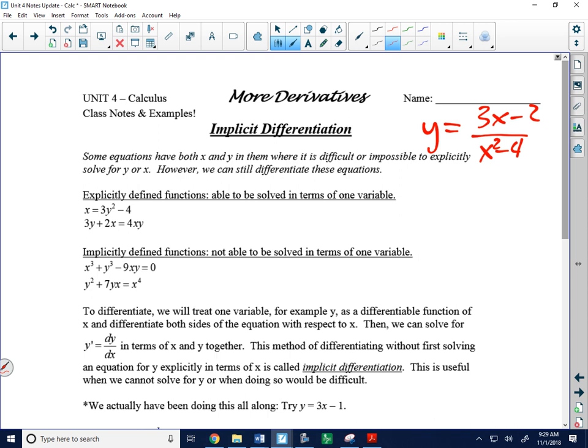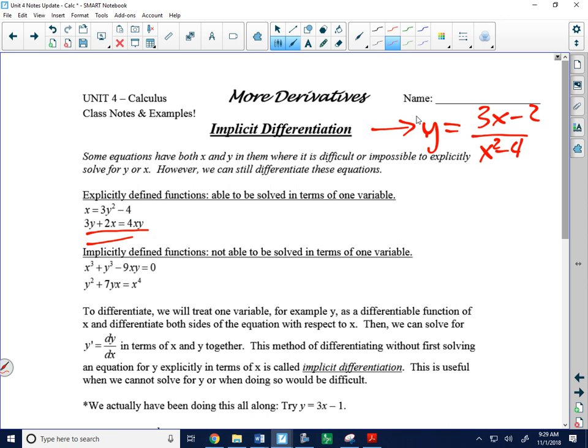And okay, the word implicit. So I gave you a contrast here. Explicitly defined functions are able to be solved for one variable. Everything we've been doing so far is already solved for y. This one's already solved for one variable, x. This one right here, it's not, but it could be. So that's what it means to be explicitly defined.